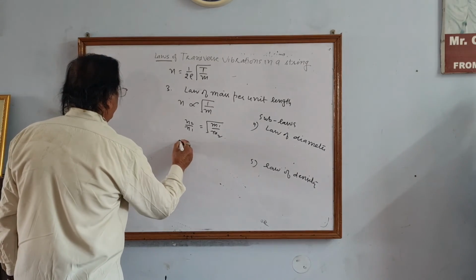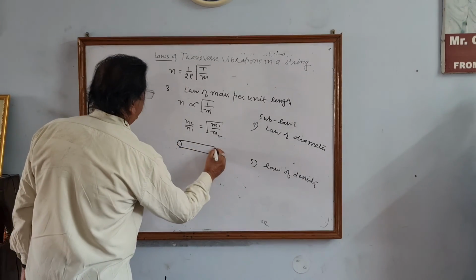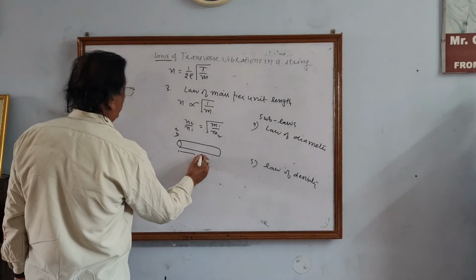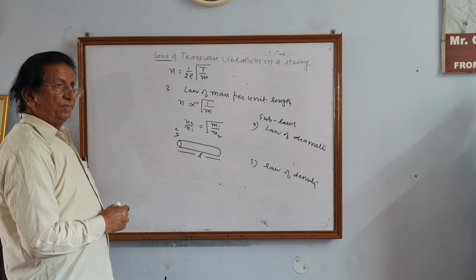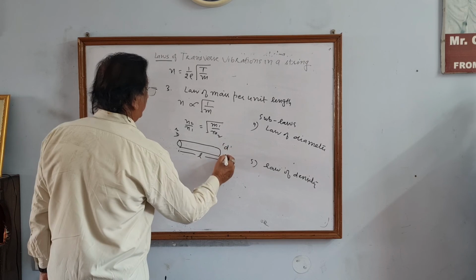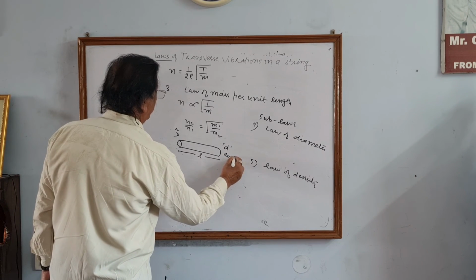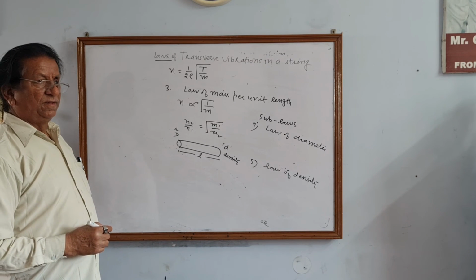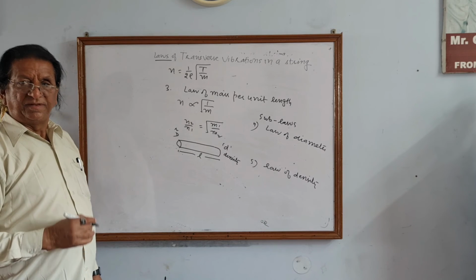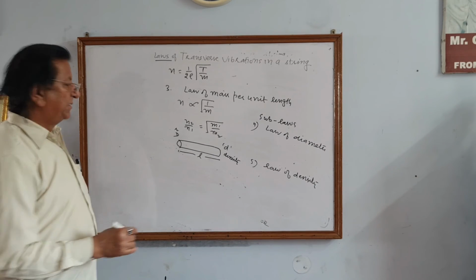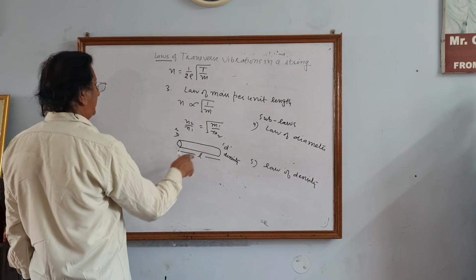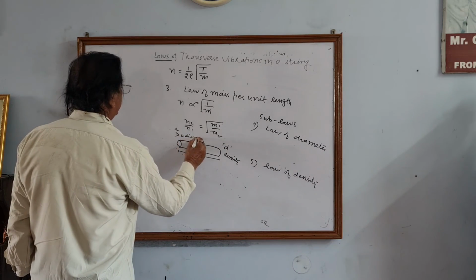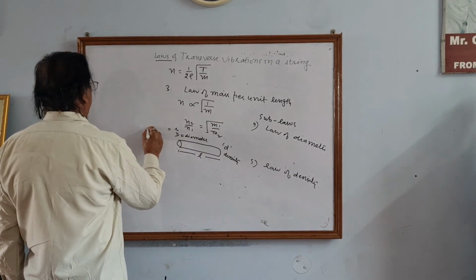If you have taken a wire, the string is cylindrical, diameter is D, radius is r, length is l, and its density is, let us suppose, small d. This is the density of the material. This density is mass per unit volume. It is not the linear mass density. Okay? Density means mass per unit volume. So d is the density of the material of which this thing is made. Capital D is the diameter, and small r is the radius.